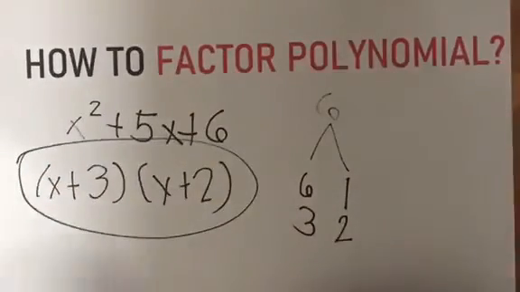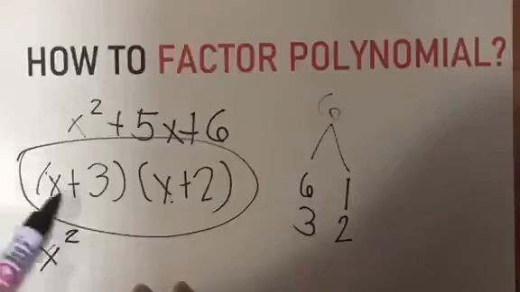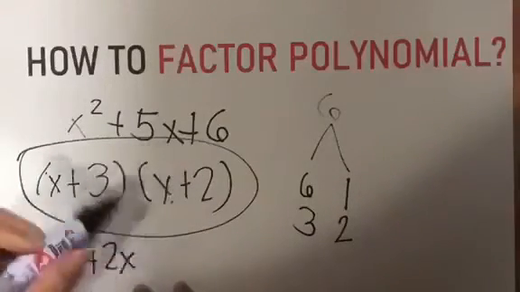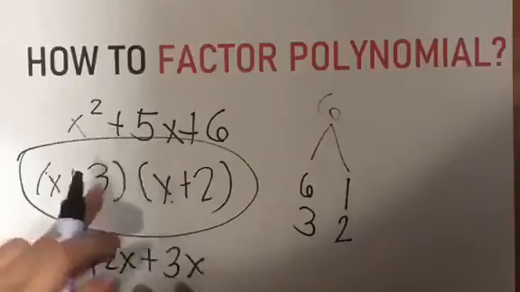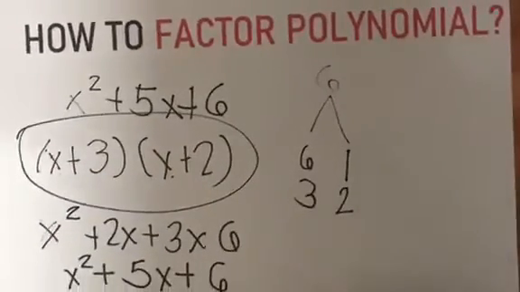If you want, you can double check your answer using the FOIL method. x times x is x squared. x times 2 is 2x. 3 times x is 3x. 3 times 2 is 6. Add it all up and voila.